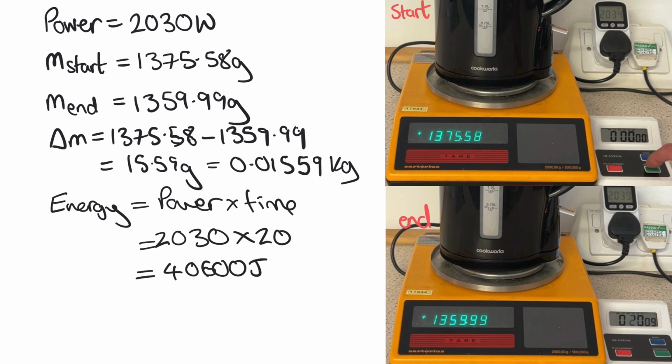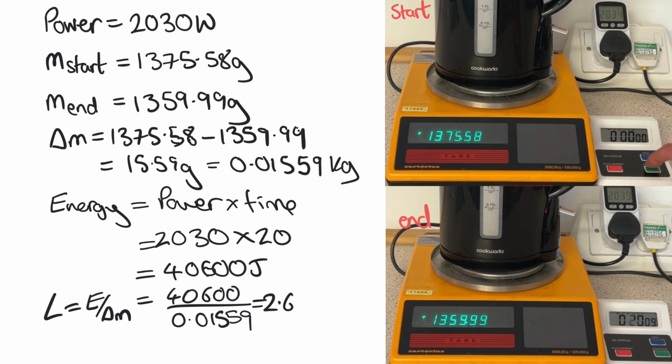Now we can calculate the latent heat of vaporisation by doing the energy that we transferred in divided by the change in mass, which gives us 40,600 divided by 0.0159 kilograms, which gives us 2.6 megajoules per kilogram. The accepted value is 2.26 megajoules per kilogram, a little bit less.